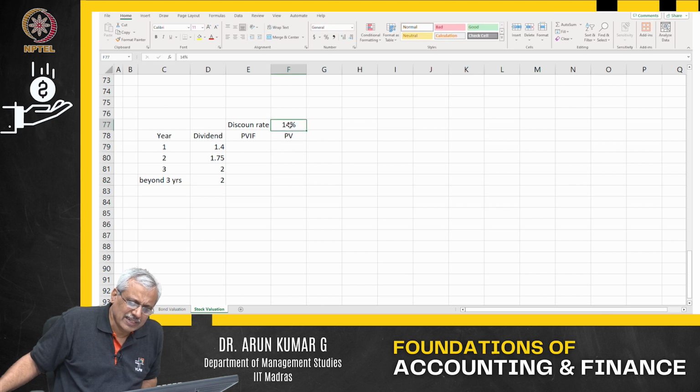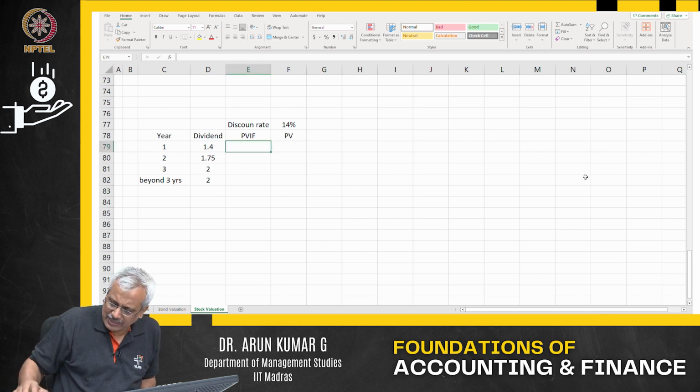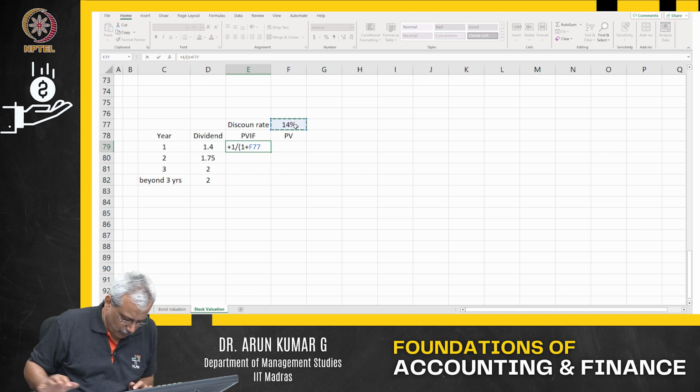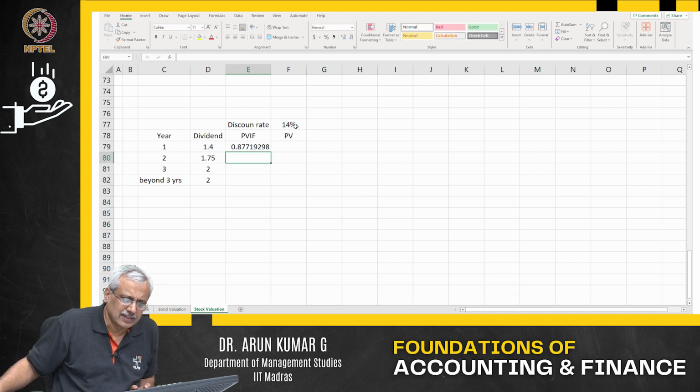Now I need to know discount rate is given as 14% out there. Now if discount rate is 14%, what is the discounting factor? 1 by 1 plus 14% to the power of 1 in this particular case. Yes, I am just going to keep pulling it for 3 years.